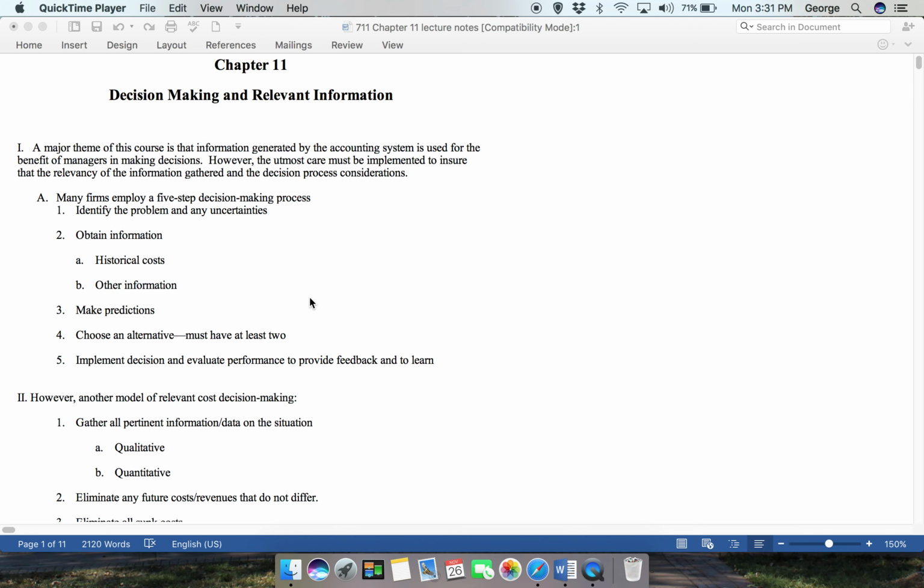decision-making and relevant information. We're going to look at some applications of relevant costing, and your homework problems and quizzes will also have some applications. So hopefully this lecture will be pretty close to what's in the quizzes and what's in the homework.